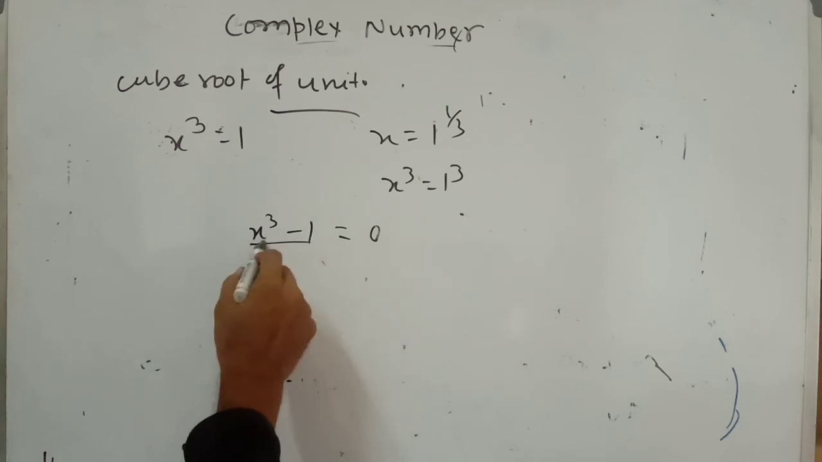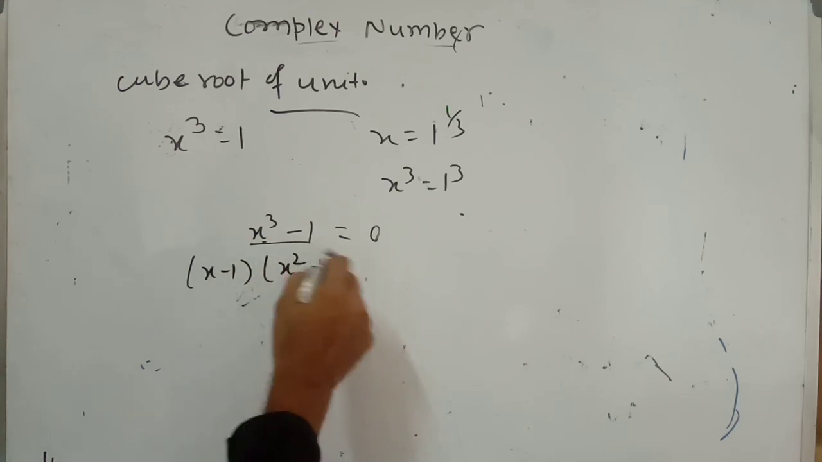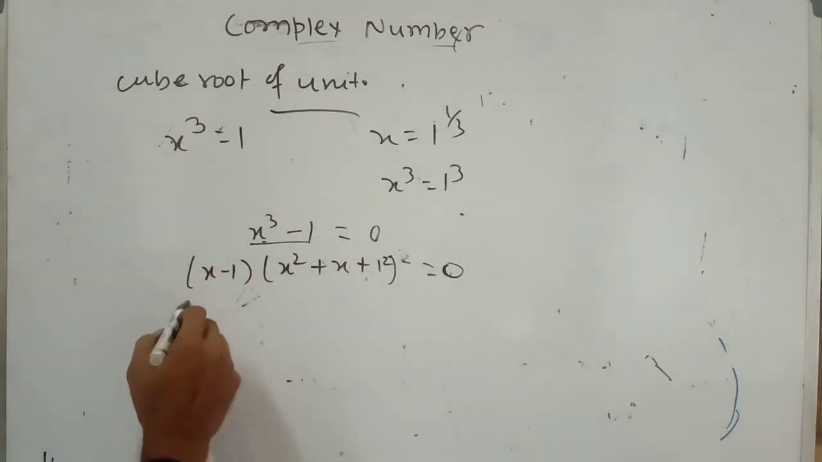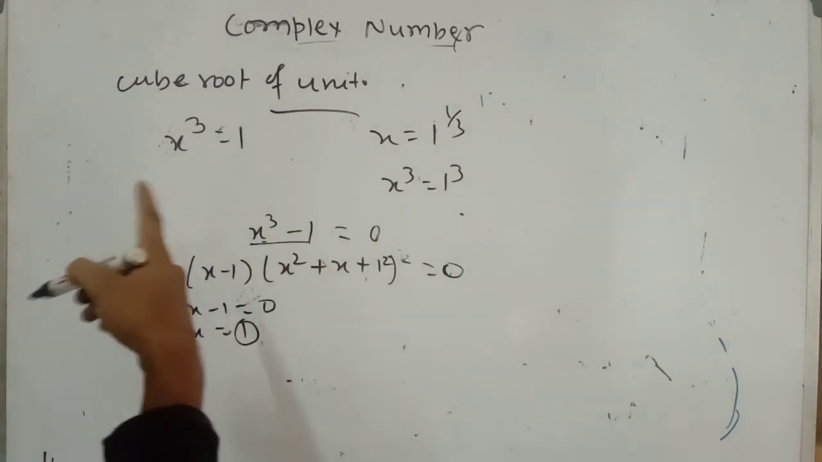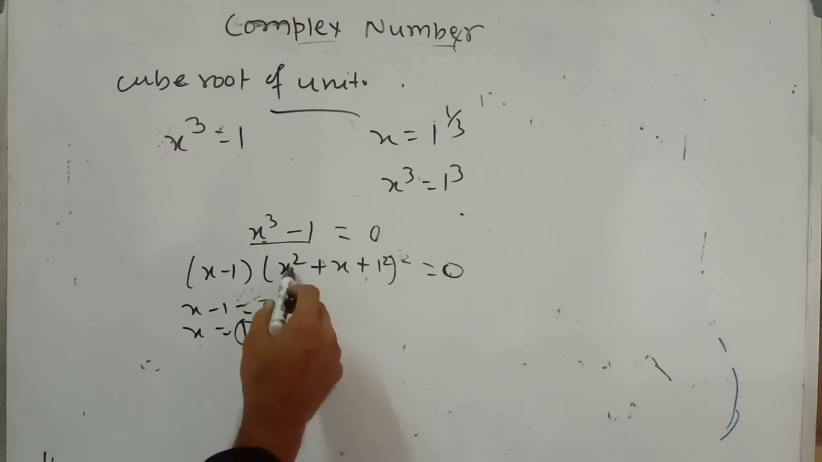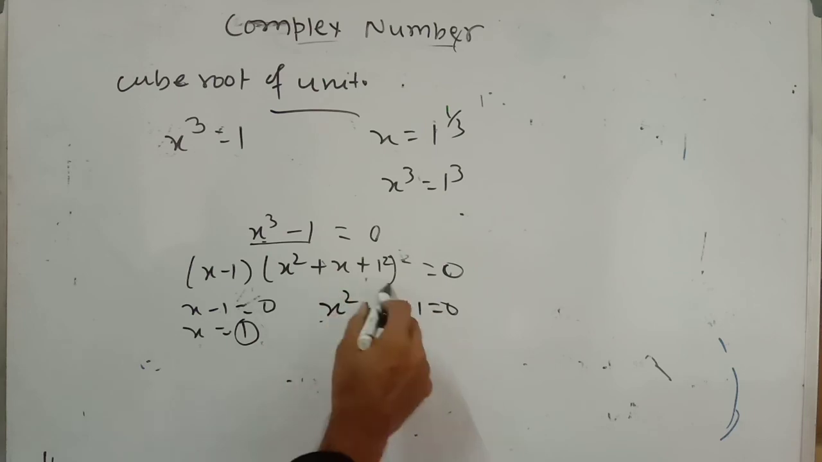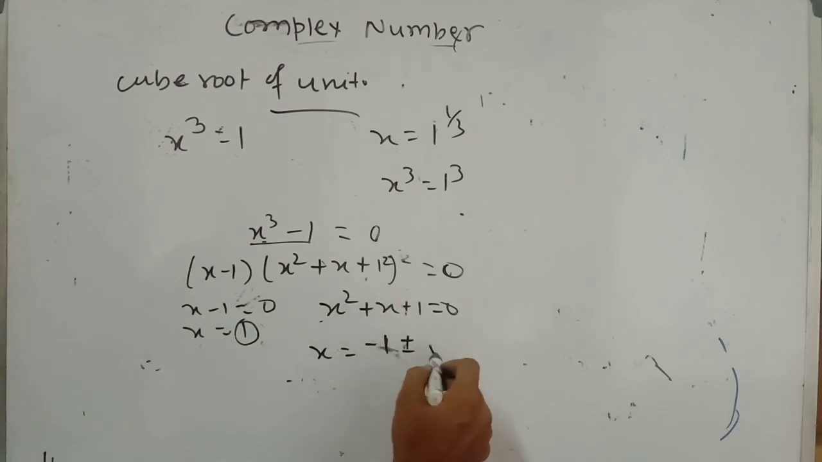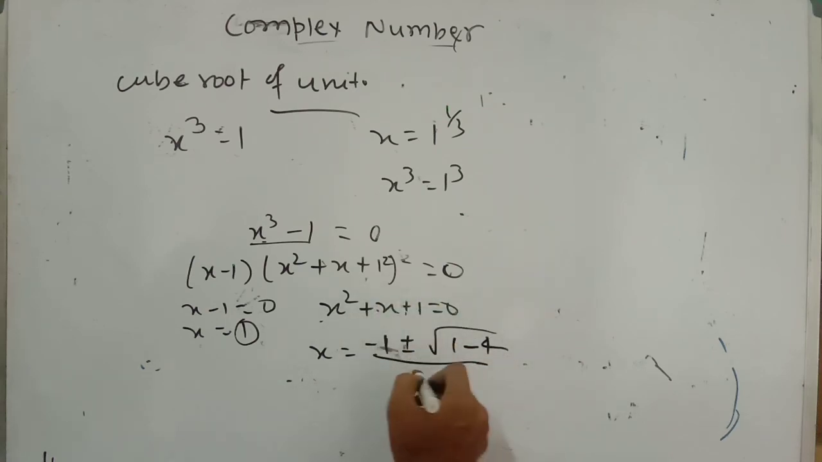Now when you use the formula of a cube minus b cube, it becomes (x minus 1)(x square plus x plus 1) equal to 0. So here x minus 1 equals 0, so x equals 1. So 1 root of the cube root of unity is 1, and the other comes from x square plus x plus 1. When you use the Sridharacharya formula, x equals minus b plus minus root of b square minus 4ac, over 2a.